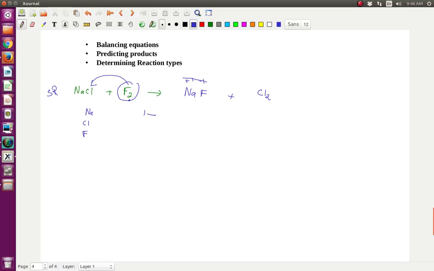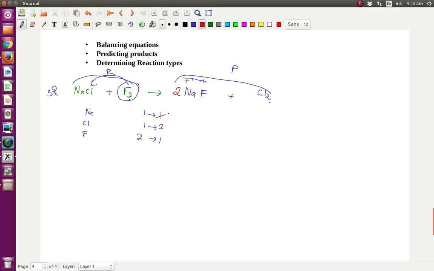We have 1 fluorine to 1 on the product side. Remember, this is the reactant side. This whole side is reactant, and this whole side is the product. We have 1 chlorine to 2, and we have 2 fluorines to 1. All right, so I need to have 2 fluorines on this side, so I'm going to put a coefficient in front of it, a 2. You can only write coefficients. You can't put in subscripts.